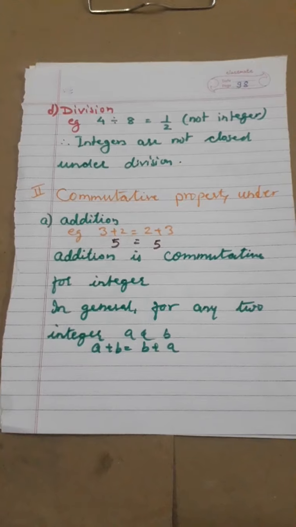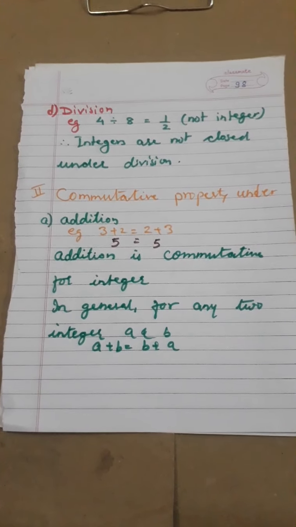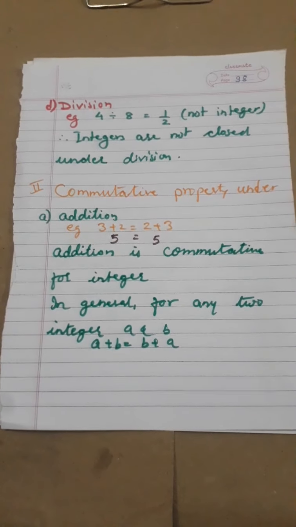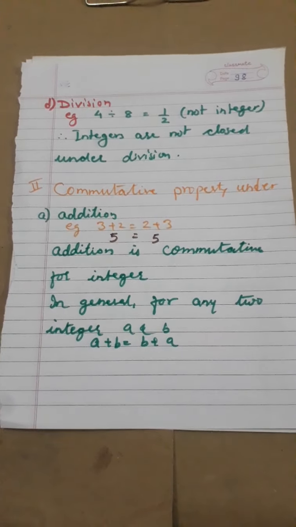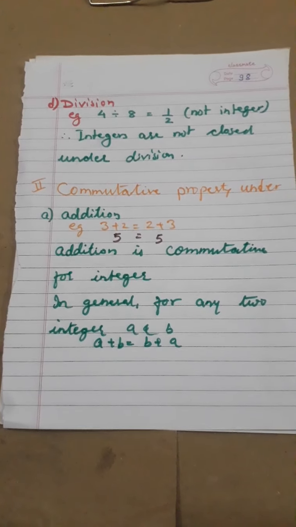Students, let's go with division. Now 4 divided by 8 gives you 1 by 2, which is not an integer. So we can say integers are not closed under division. Now let's go with the next property, commutative.